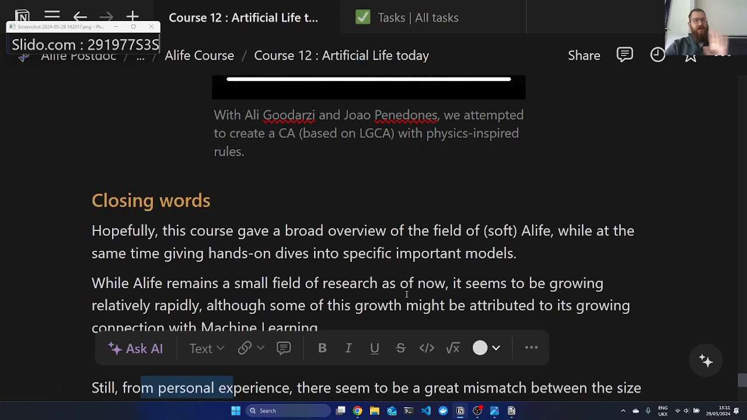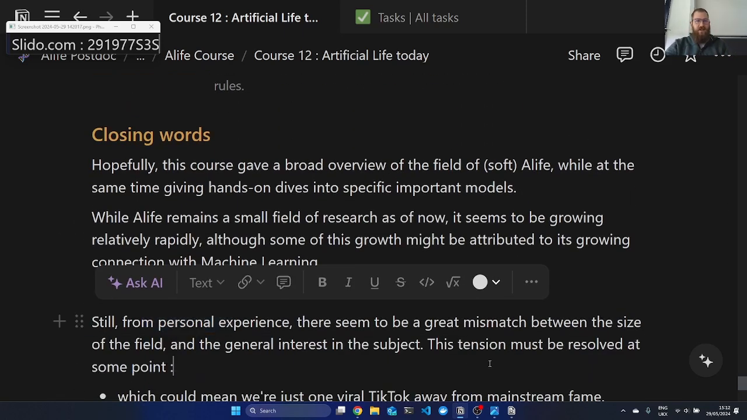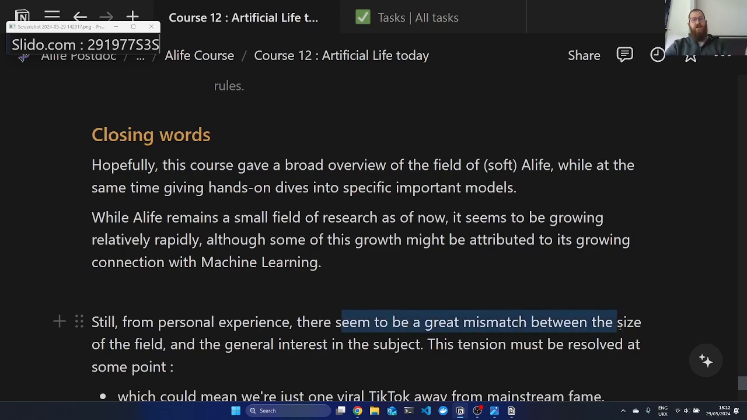I tried to put a final phrase here, and I said there seems to be a great mismatch between the size of the field and the general interest in the subject. When I talk to people about this field, coming from physics, computer science, biology, etc., people seem very interested in the premise of the field, but it's either not very well known or for some reason it does not translate into actual research for now. But I think that this tension must be resolved at some point.